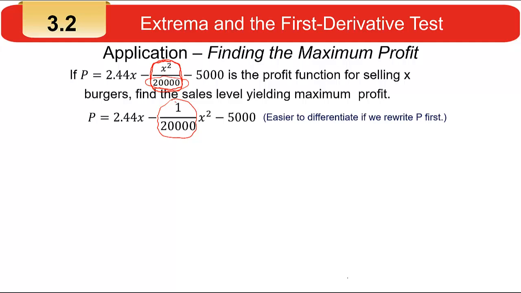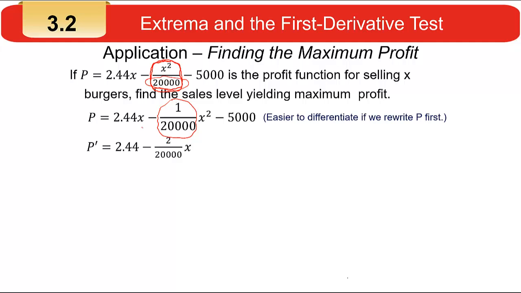So my first suggestion is, if you see a problem like that, where you have a power of x in the numerator and just a number in the denominator, to write it like this. And that allows you just to use the power rule. Because if we're trying to find the maximum, we're going to be taking a derivative. Well, now this is easy.